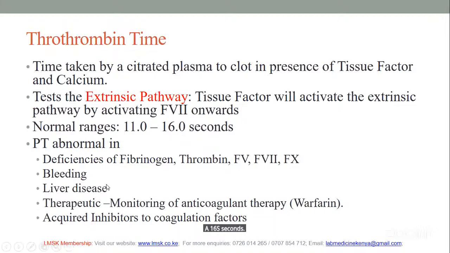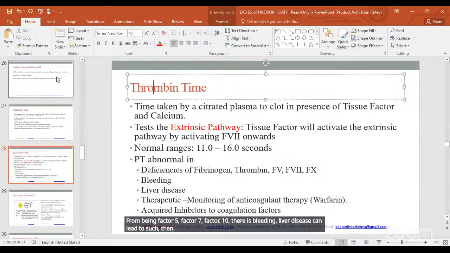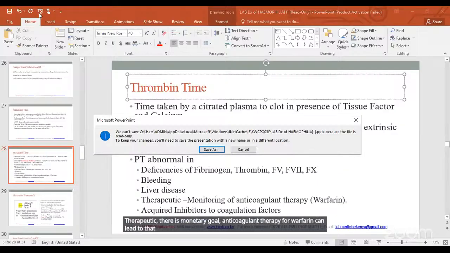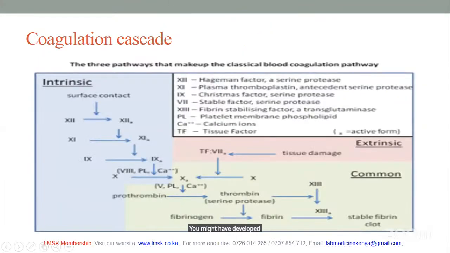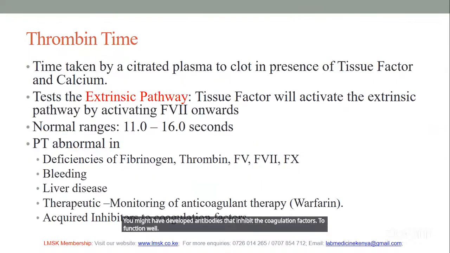Then PT is abnormal in cases like deficiency of fibrinogen, thrombin, factor 5, factor 7, factor 10, bleeding, and liver disease can lead to such. Therapeutic, that is monitorable, anticoagulant therapy with warfarin can lead to that. Acquired inhibitors to coagulation factors can lead to that, because you might have developed antibodies that inhibit the coagulation factors from functioning well. The next slide.